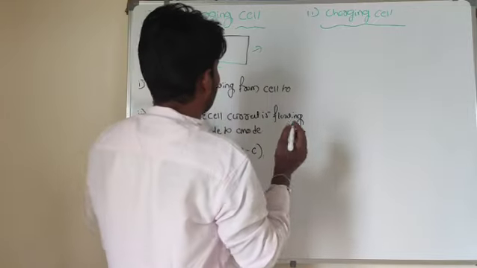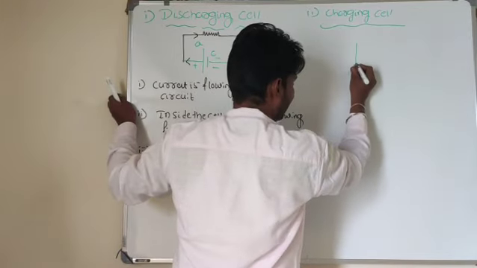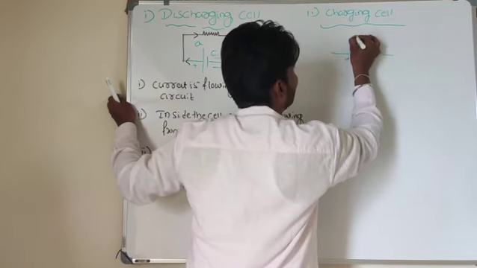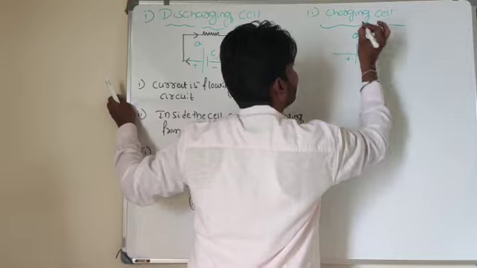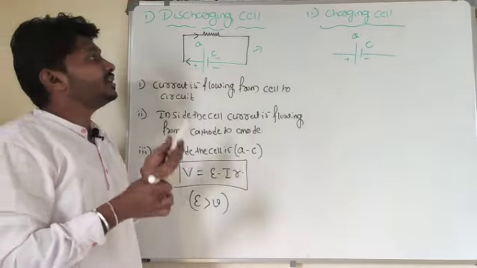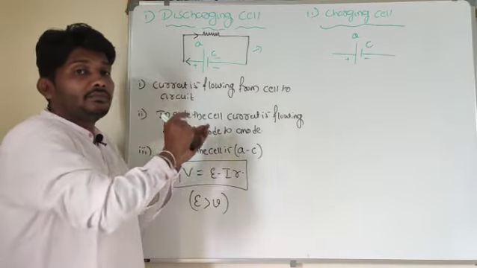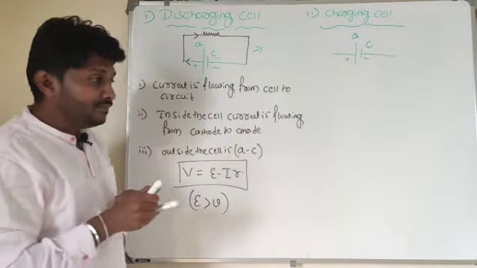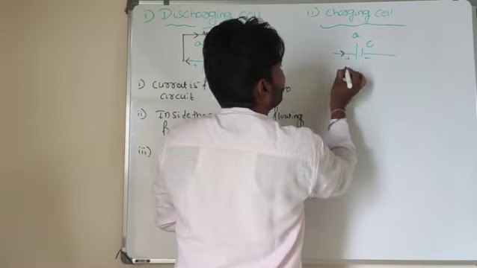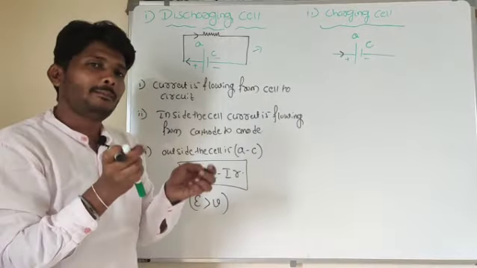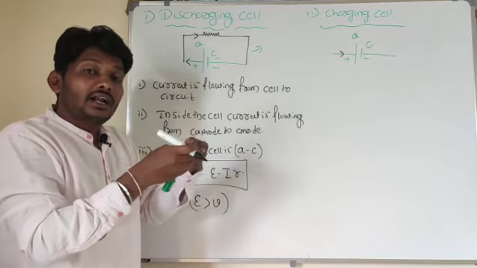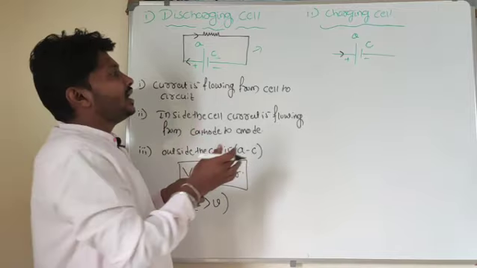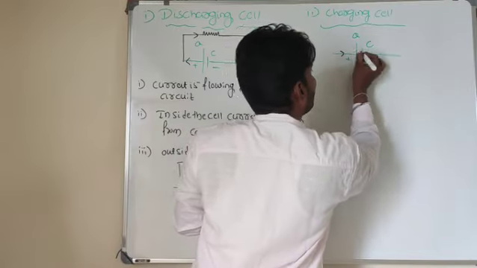For example, in the case of the charging cell, one terminal is positive, another one is negative. Positive is anode, negative is cathode. In the case of the charging cell, current flows from the circuit to the cell. Remember, in the case of a charging cell, current flows from the circuit to the cell. For example, a mobile has a battery, right? To charge that mobile you plug it into the board, so current is flowing from that board to the mobile.